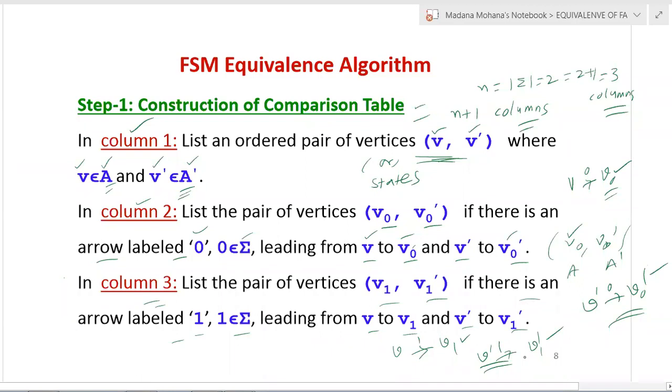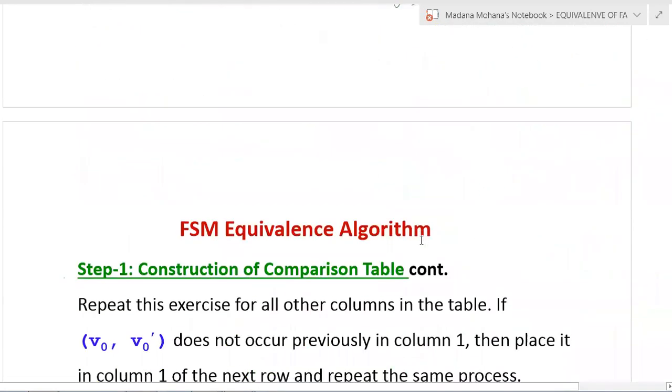Suppose n equals 3, let us assume, I mean mod sigma is 3, so 3 input symbols are there in sigma. Then your comparison table contains n plus 1, that is 3 plus 1, equal to 4 columns. In the first column, you take the initial vertex pair, V comma V dash. Then the first input is listed in column 2, the second input in column 3, and the third input in column 4. So n plus 1, 3 plus 1, 4 columns. Like that you can list.